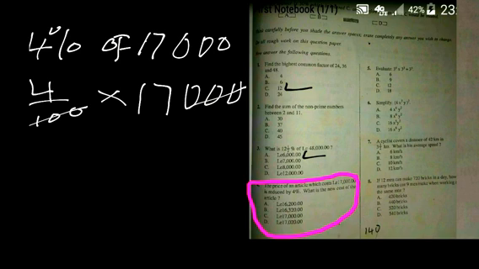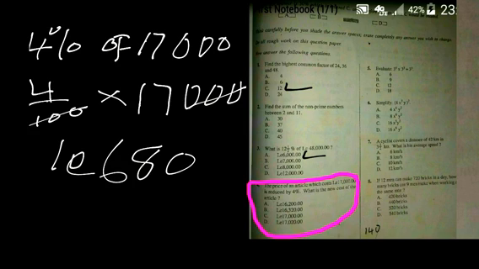So now 4 multiplied by 0 here, this one gives us a 0. 4 times 7, 28, write the 8, carry the 2. 4 times 1 is 4, plus the 2 we carried, that gives us 68 leon. So 4% of the money is 680 leon.